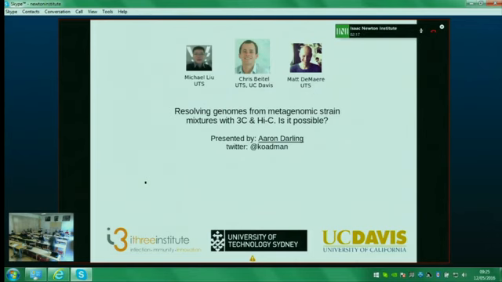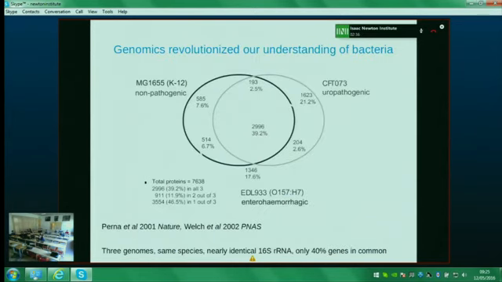I want to tell you all about some work that's been in progress for a few years now to leverage a few new technologies called 3C and High-C to try to resolve the genomes of individual strains in metagenomic mixtures. The inspiration for this work really comes from my colleagues at the University of Wisconsin, who 15 years ago sequenced the first few E. coli genomes.